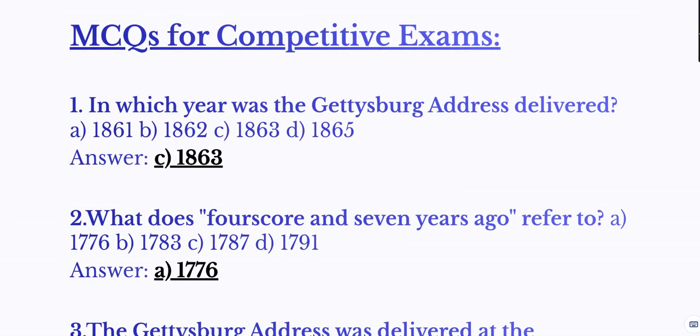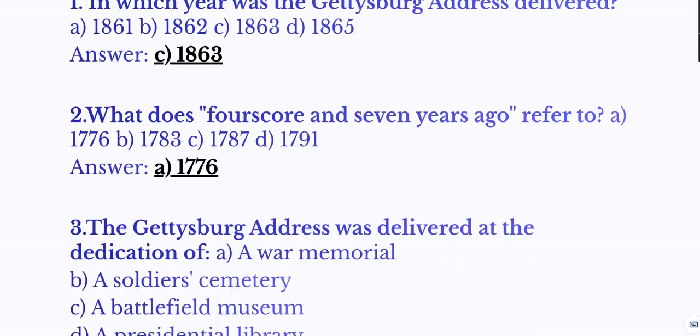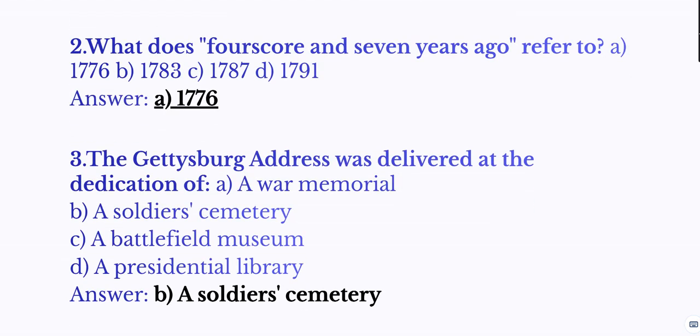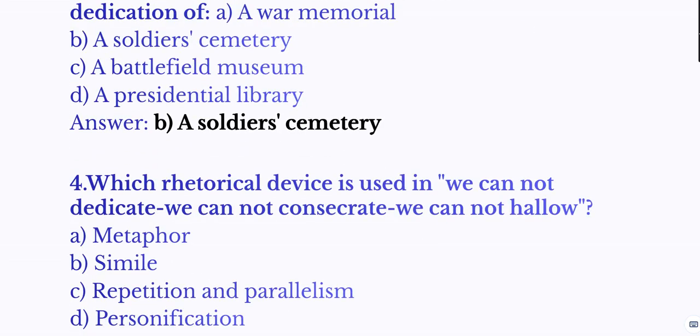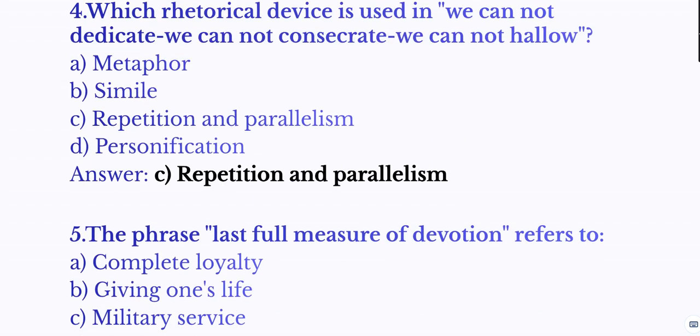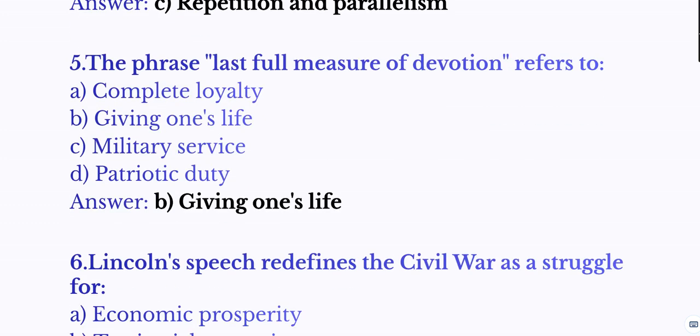So that's all. Moving on to the MCQs. In which year was the Gettysburg Address delivered? In 1863. What does 87 years ago refer to? 1776. The Gettysburg Address was delivered at the dedication of a soldiers' cemetery in Gettysburg, Pennsylvania. And what rhetorical device is used in 'We cannot dedicate, we cannot consecrate, we cannot hallow'? Repetition and parallelism. And the phrase 'last full measure of devotion' refers to giving one's own life.